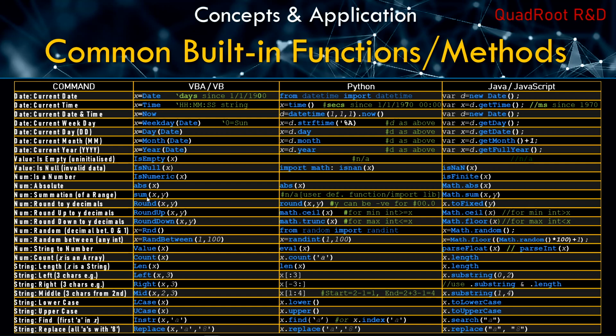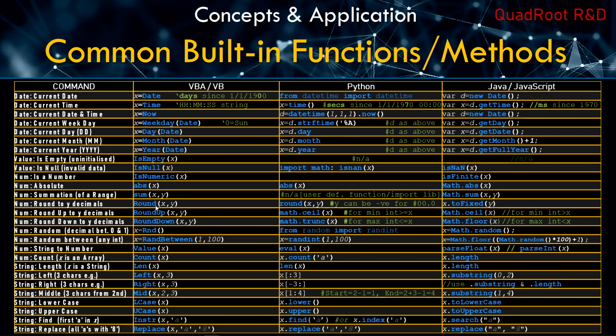Summation, you use the sum. You can sum a whole lot of values in this. In Python, you have to write your own user-defined function. There are some libraries that may have this. In Java, it's Math.sum.